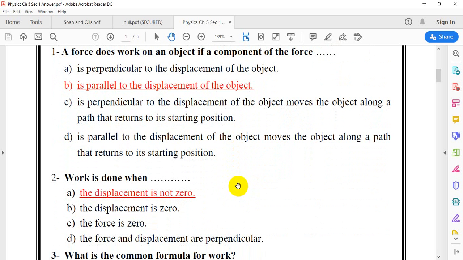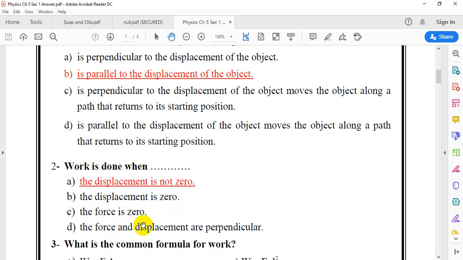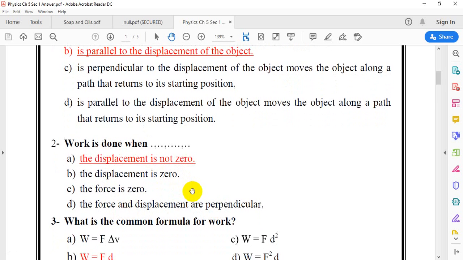Work is done when the displacement is not 0. If the displacement is 0, the work is 0. If the force is 0, the work equals 0. If the force and displacement are perpendicular, the angle will be 90, cosine 90 equals 0, so the work is 0 even though the displacement is not 0.